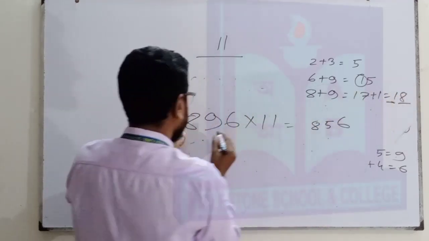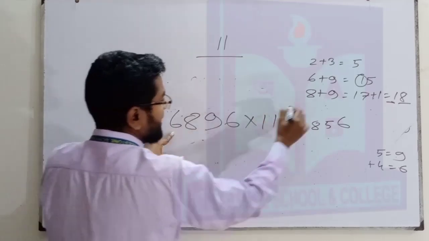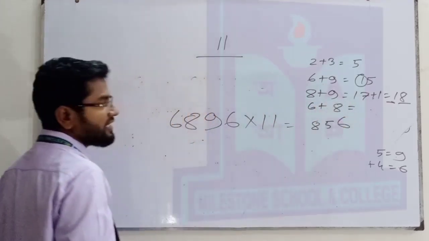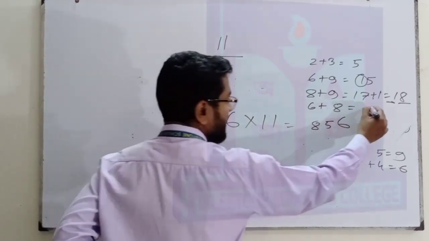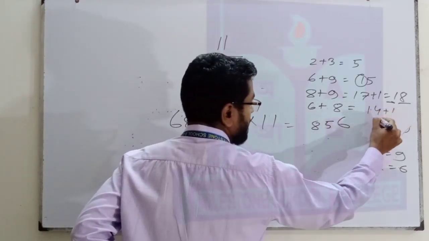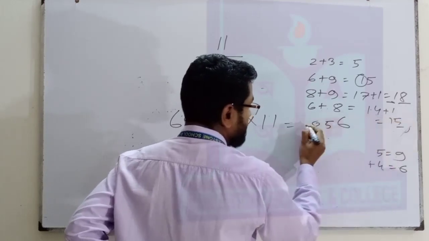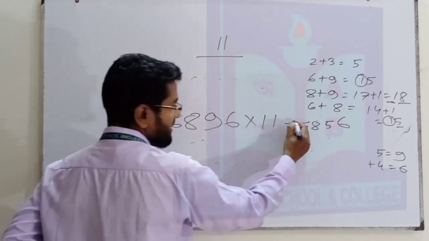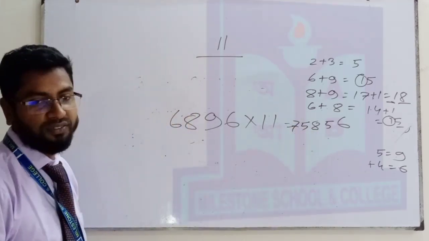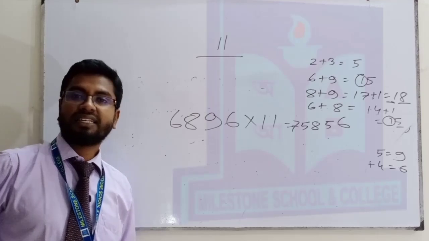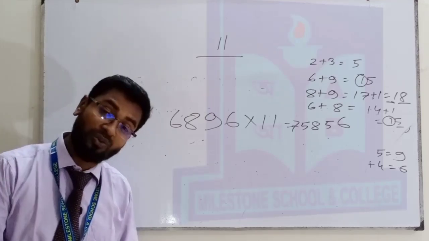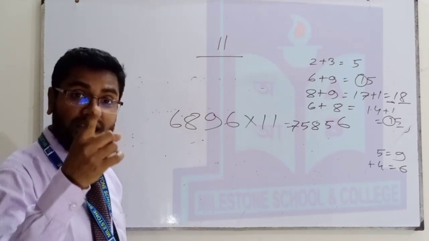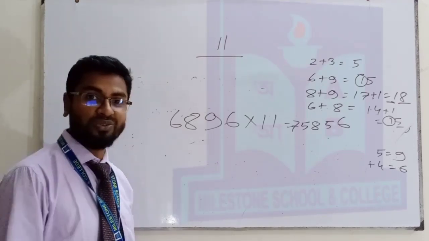1 again carrying. 1 will add with 6 and 6 plus 8. It will be what? 6 plus 8? It will be 14. Now plus 1. What will be here? 15. That 5 will be there. 1 again carrying. 1 and the last digit is 6. It will be 7. 75,856. Now clear? This is the trick. Every day I will come with new tricks. Stay with me.